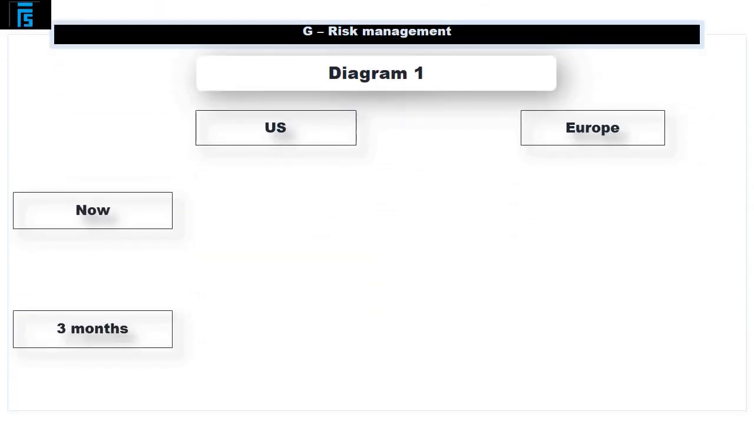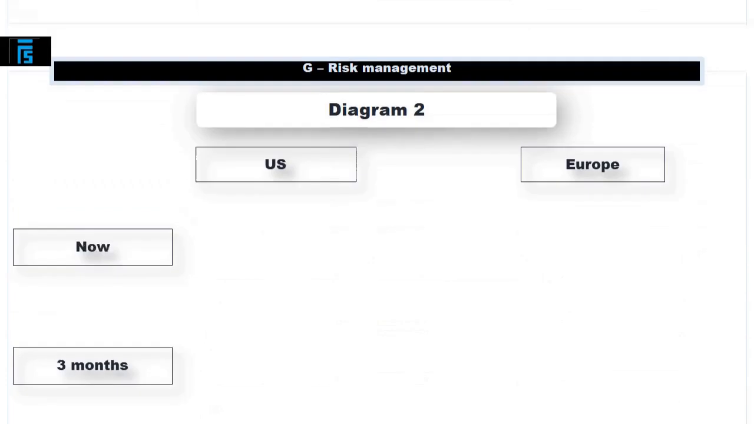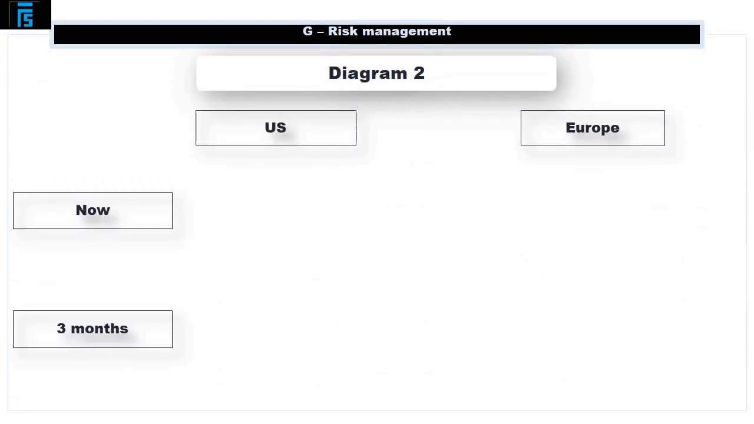Let's work through a standard diagram to help us. On this diagram we have the US and Europe across the top and then a timeline down the side, now and in 3 months' time. Starting with the end in mind, we'll receive 1 million euros in 3 months' time. We would love to bring that money across border today, but we haven't got it. That's okay, we can borrow the euros to bring it back.